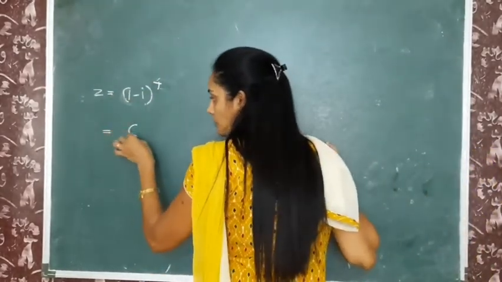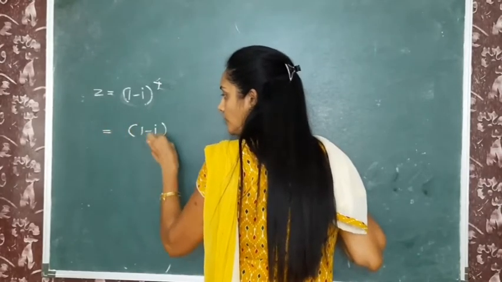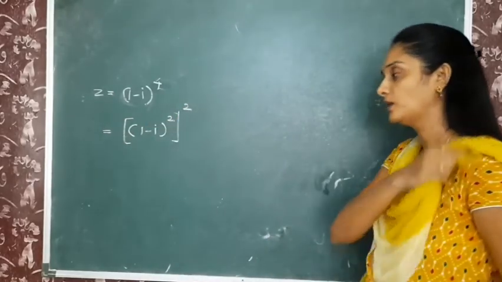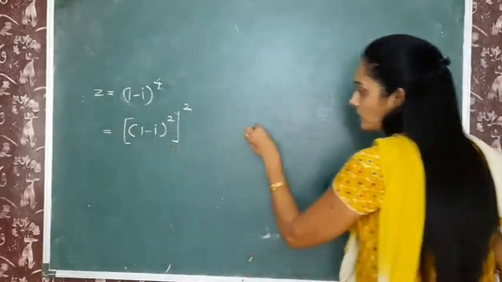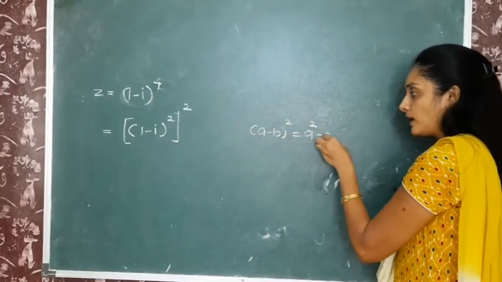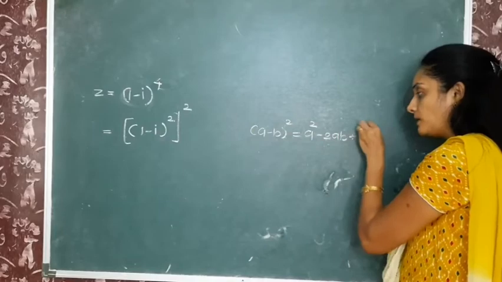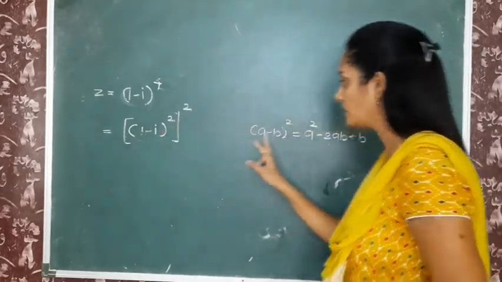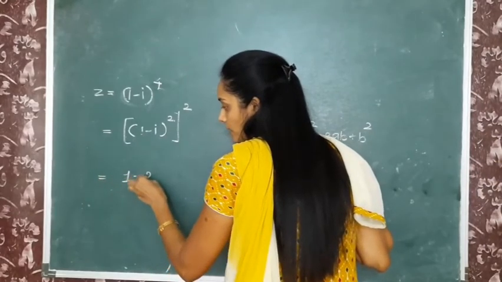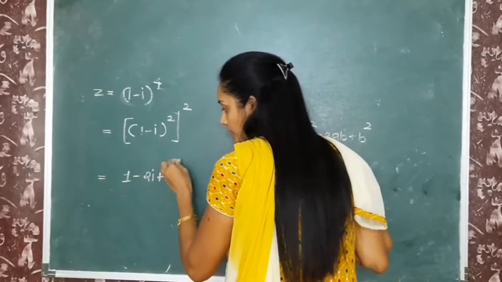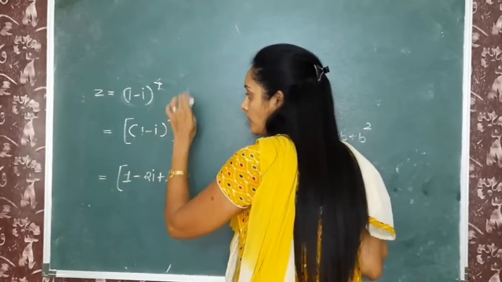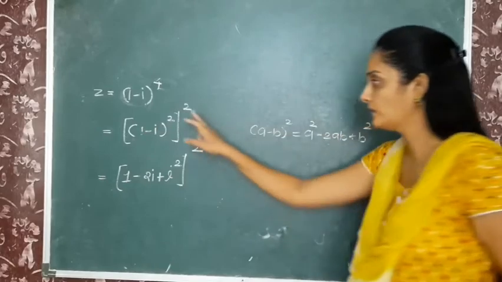Okay. As you know, for power 4 I can write like this. Now, for this bracket, we can use this formula: a square minus 2ab plus b square. Here a is equal to 1 and b is equal to minus i. So 1 minus 2i plus i square. Okay. This is the expansion of 1 minus i whole square. And this square is as it is.